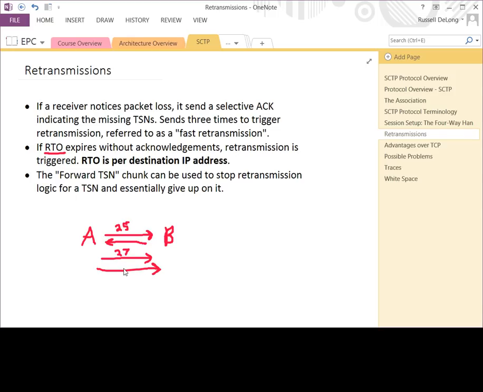I acknowledge that you didn't get it. You're telling me you didn't get it. I hear you, but it's not important. We can keep going. So I'm going to send you 28 next, and don't bother trying to get retransmissions for 26. It's not going to happen. That's what forward TSN allows you to do.